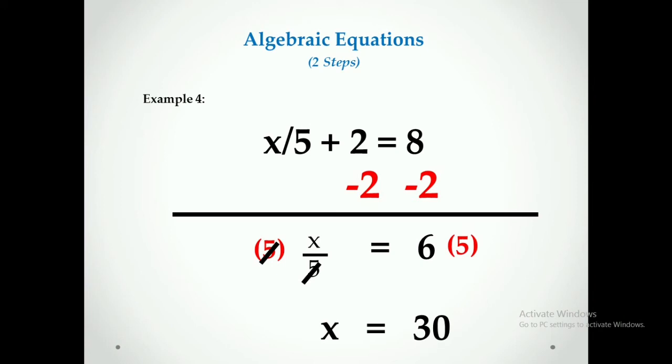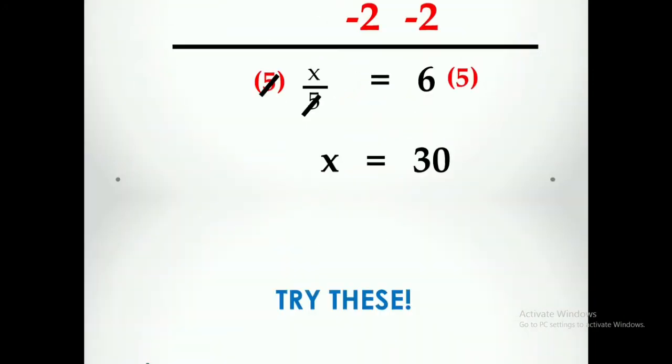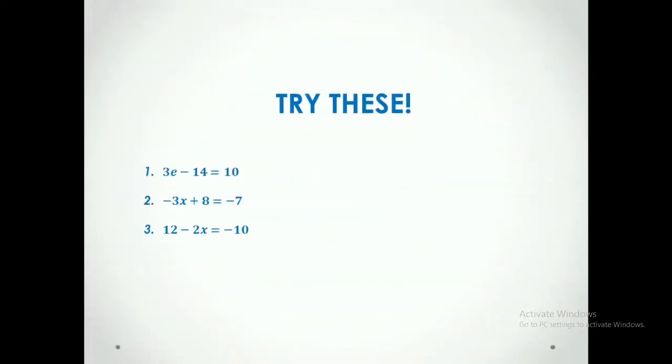So it's not that bad. And as we say, 2 steps, it means that we're basically doing 2 steps, because as you see, the first thing we did was subtract, we undo the positive 2, and then we undo the division by multiplying. So hence 2 steps. Alright, so as usual, here are a few questions. You can try these. Feel free to pause the video and try these.